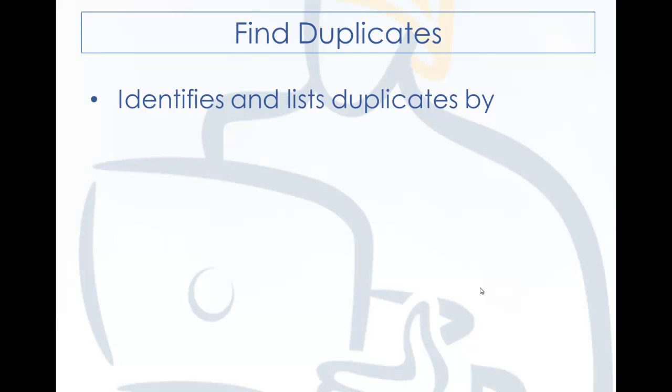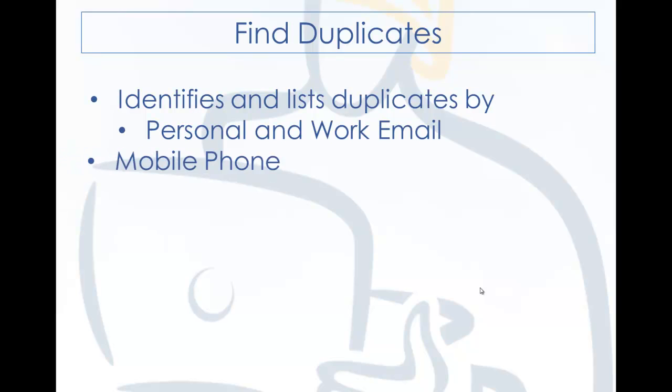The first part of the utility, which finds the duplicates, identifies and lists the duplicates by the personal or work email. So it matches up the emails, and if you have a common email, whether it be in the work email address or the personal email address, it identifies that as a possible duplicate, and you can flag it as not a duplicate as well.